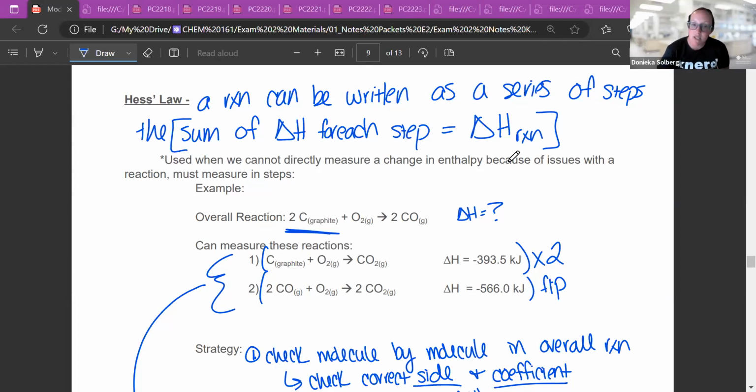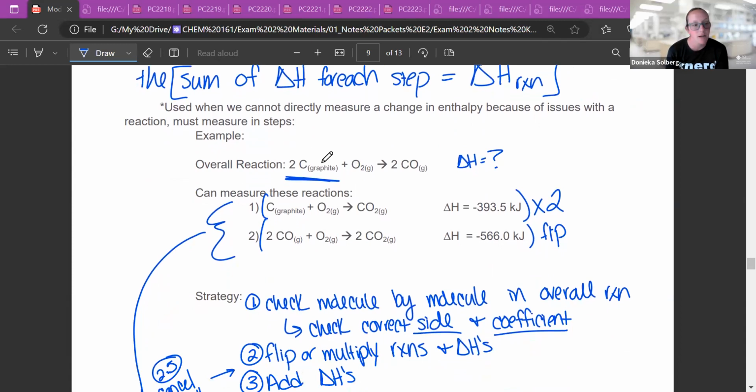And if you have the delta H for each step in the process, then if you add up all of those delta H's, you will get the delta H for the overall reaction. We use this a lot when you can't directly measure the change in enthalpy because maybe there's issues with the reaction, there's too many different steps. Sometimes it's just very difficult to measure that energy change. You can't contain it, it's going to explode, all kinds of stuff like that. So what we do is we measure the specific steps, their enthalpies, and then add them together.